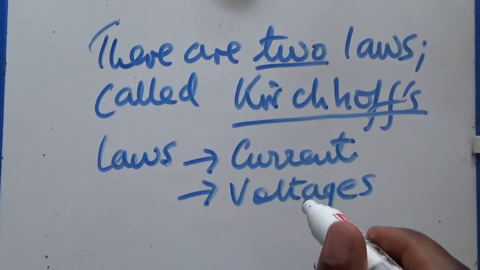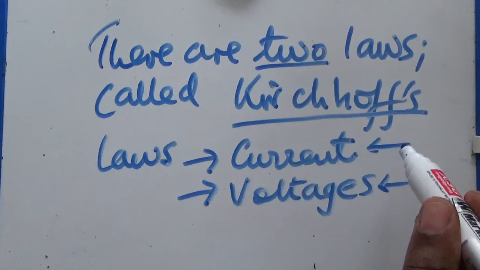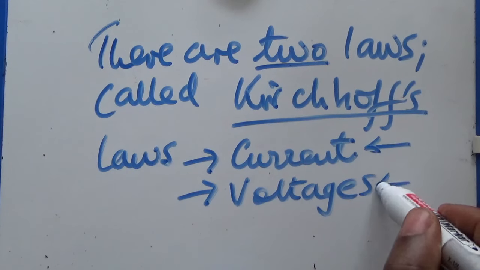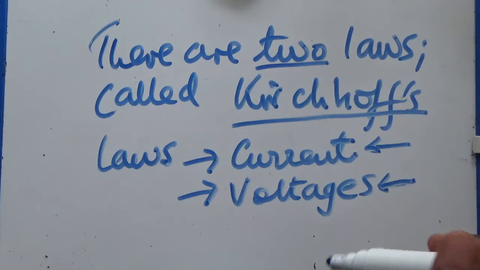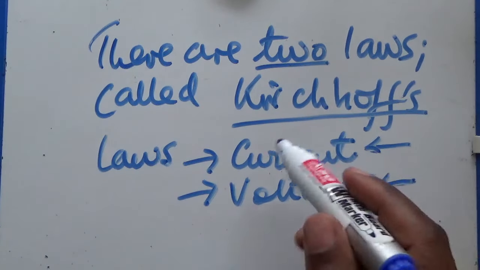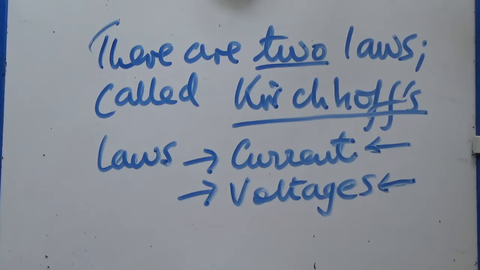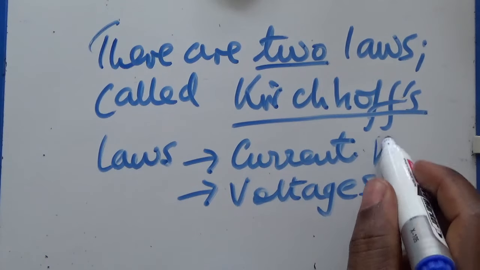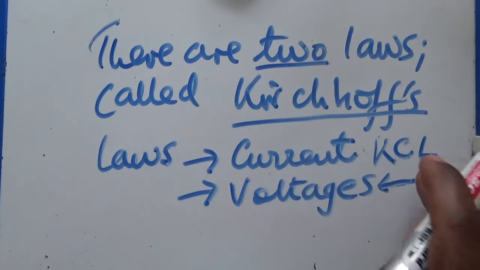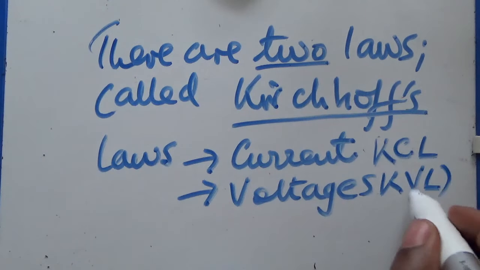Today we're going to look at these two laws and then apply them. After understanding them, we apply them on a circuit to find the current. So let's start with law 1, which is the current law, Kirchhoffs current law, KCL, and this is Kirchhoffs voltage law, KVL.